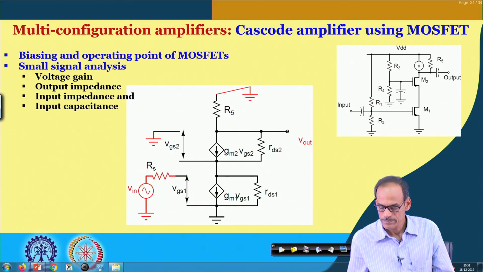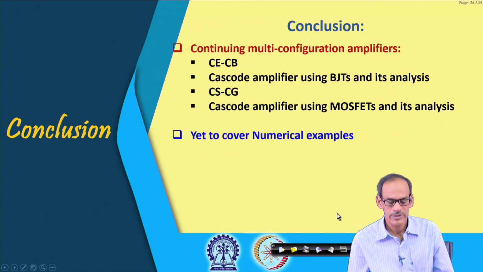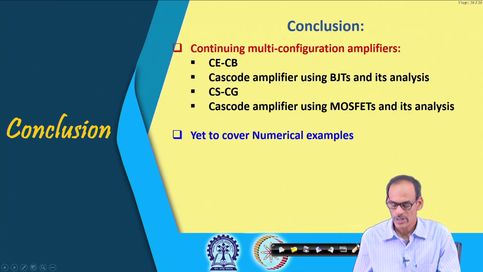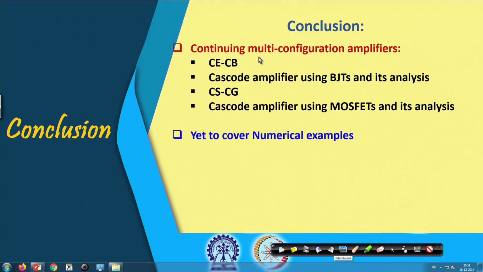I think we have discussed most of the things we planned for today. So, in conclusion, we have continued with multi-configuration amplifiers, and today we discussed the common emitter amplifier cascaded with common base, and with some modification in the biasing arrangement, we obtain what is called the Cascode Amplifier. Note that this word cascode is not grammatically correct, but technically that is the name used.